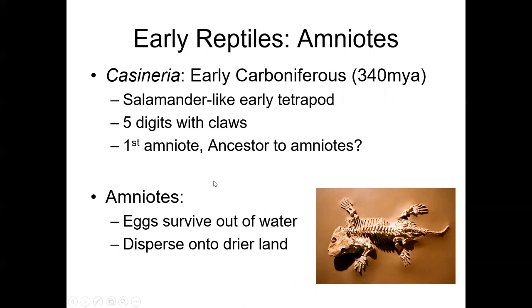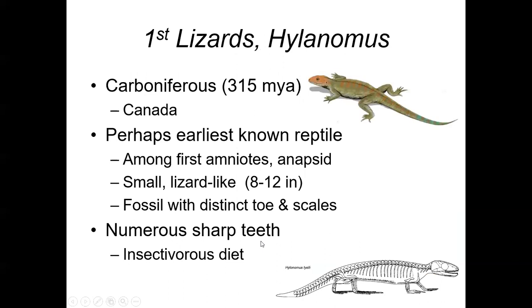If we look at Casineria, it had a mix of both reptile and amphibian characteristics, placing it either at or very near the beginning of amniotes. It is a salamander-like early tetrapod, which has a salamander-like head, but it has claws, which is not an amphibian characteristic. And again, it's the first amniote, which leads us to believe it may be that transition or very early ancestor to all subsequent amniotes. And again, these amniotes allowed eggs to survive out of water and disperse onto drier land.